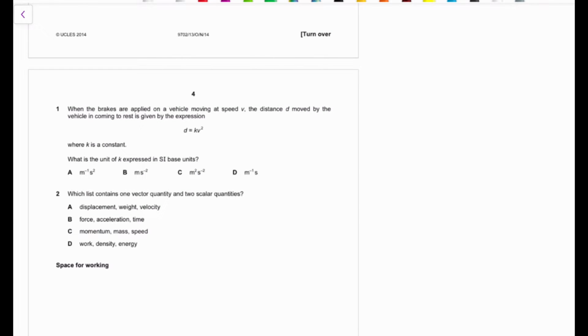So to start off, we'll start with the first question, which is: when brakes are applied to a vehicle moving at a speed v, the distance d moved by the vehicle in coming to rest is given by the expression d = kv², where k is a constant, and we've been asked to find the unit of k in SI base units.